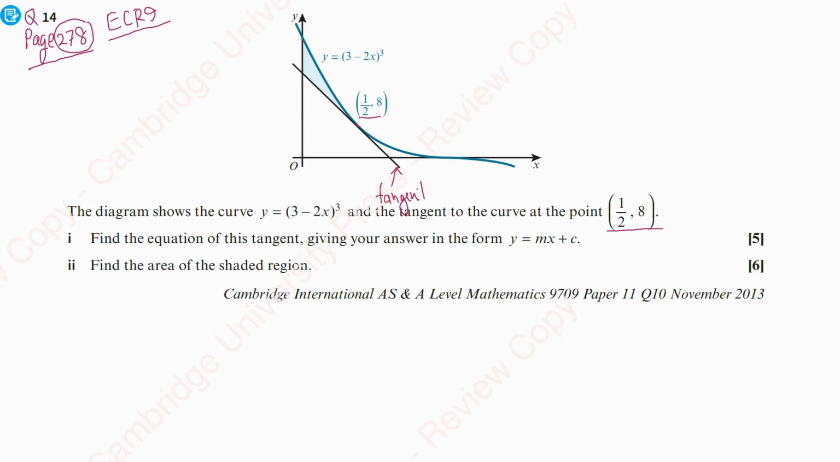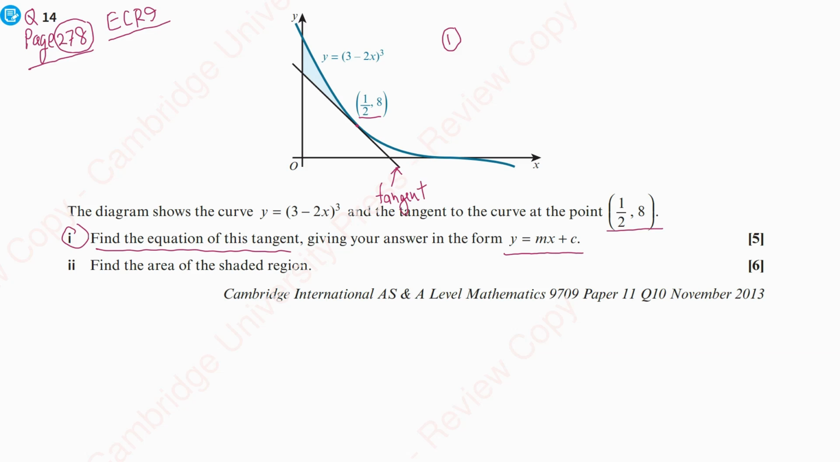This is the tangent equation, and the first question asks: find the equation of this tangent, and give your answer in the form y = mx + c. So we are going to do that question first. A tangent equation is a straight line equation, so we just need the gradient. The point (1/2, 8) is given, so we can find the gradient.